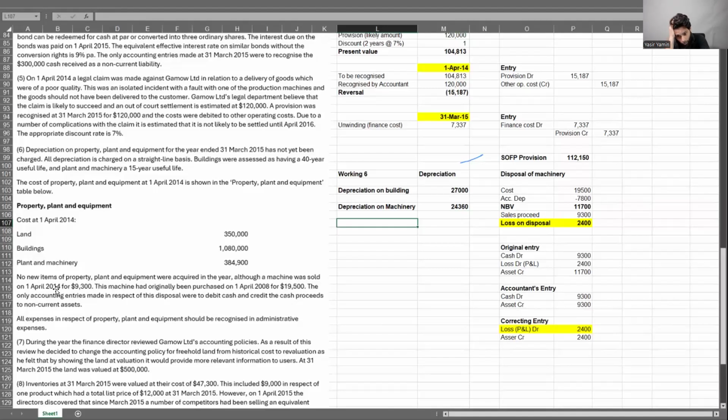So depreciation on building would be 27,000, depreciation on machinery would be 24,360, and loss on disposal would be 2,400. Is it clear to everybody? Guys, is it clear to everybody?